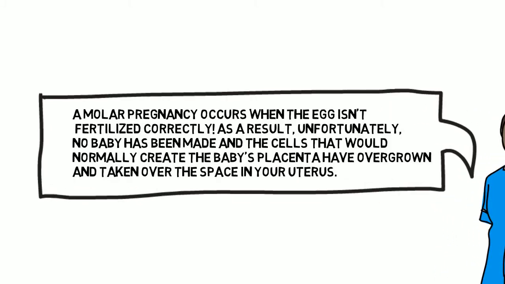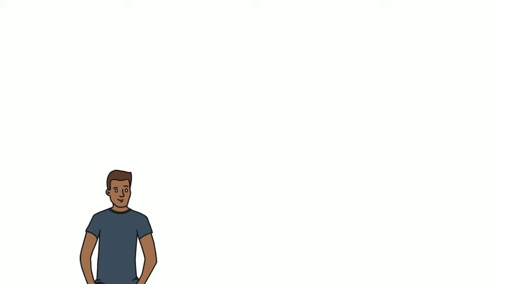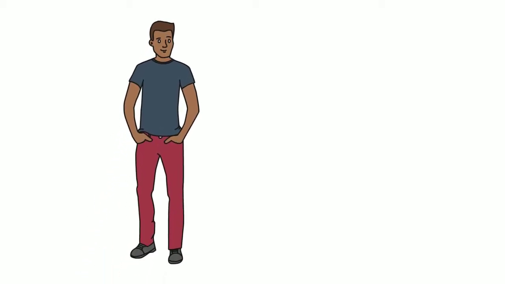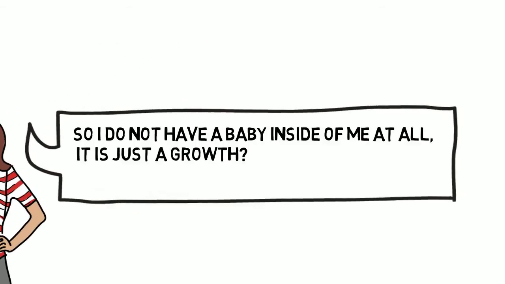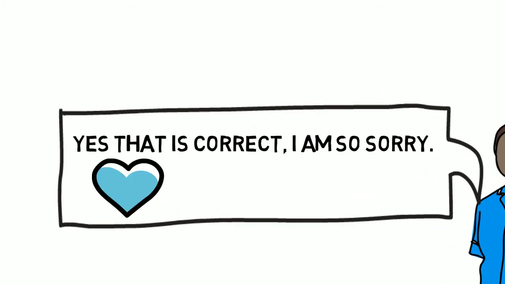A molar pregnancy occurs when the egg isn't fertilized correctly. As a result, unfortunately, no baby has been made, and the cells that would normally create the baby's placenta have overgrown and taken over the space in your uterus. So I don't have a baby inside of me at all? It's just a growth? Yes, that is correct. I am so sorry.